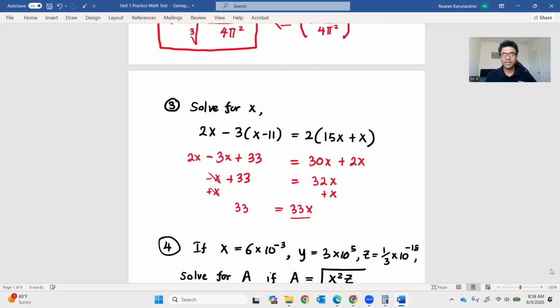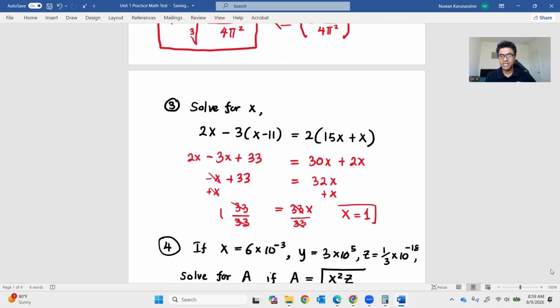Okay, and then divide by 33. Both sides divide by 33. And this is just 1. Okay, so our answer when we solve this equation, a linear equation in x, when we solve it for x, the answer would be just 1.